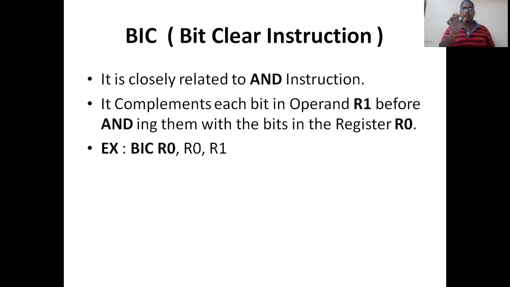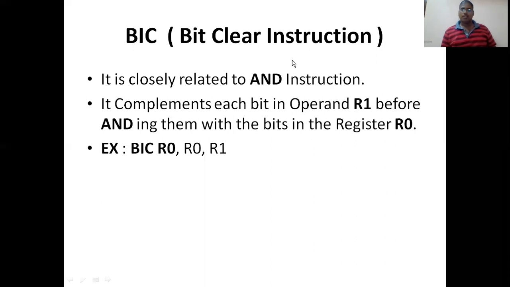Next, we are going to discuss BIC. BIC stands for bit clear instruction. This is one of the different instructions we are going to discuss, because AND, OR and exclusive OR you have already covered in your STLD, AND gate, OR gate, exclusive OR gate. Similarly, in the first 2 units we also covered AND and OR. Here BIC is a different instruction. The full form of BIC is bit clear instruction.